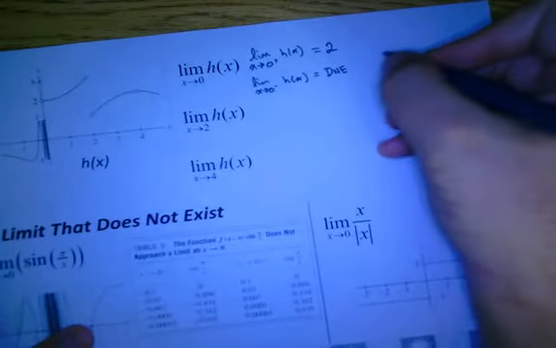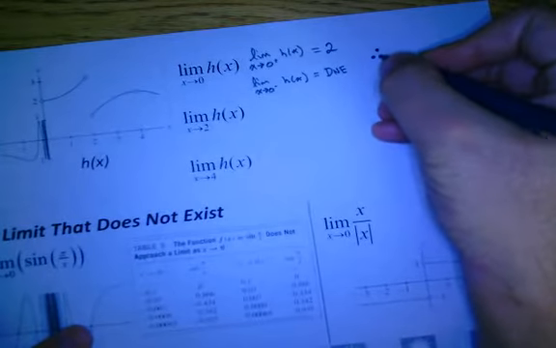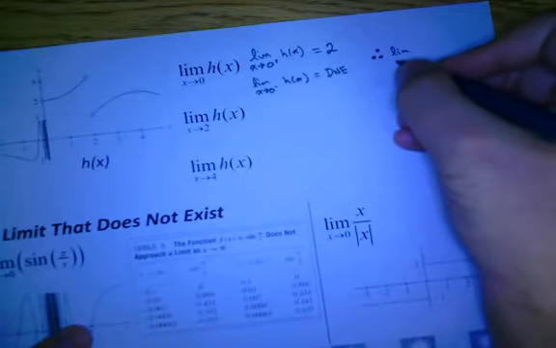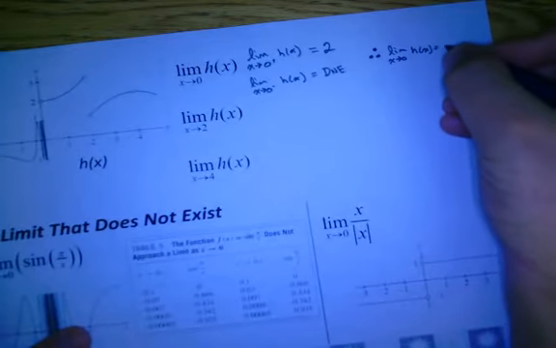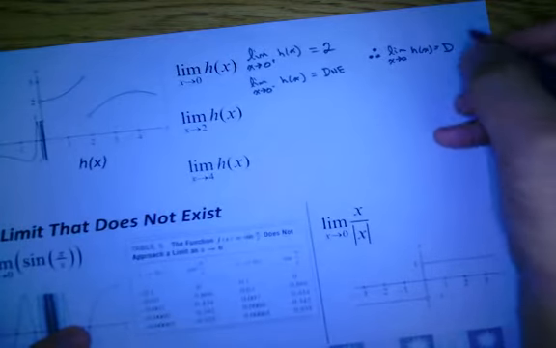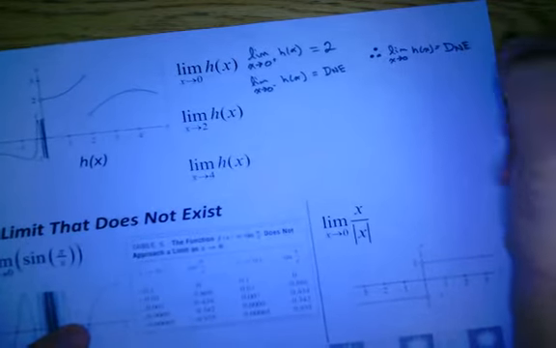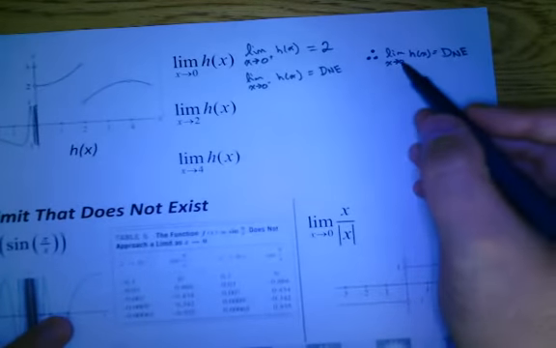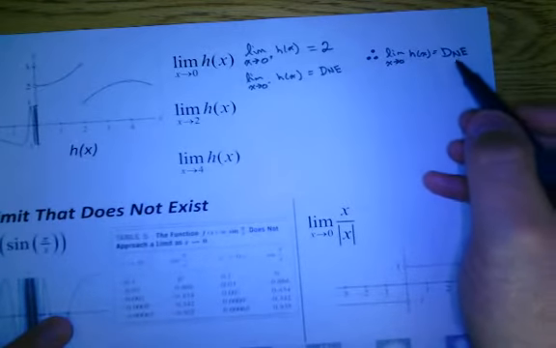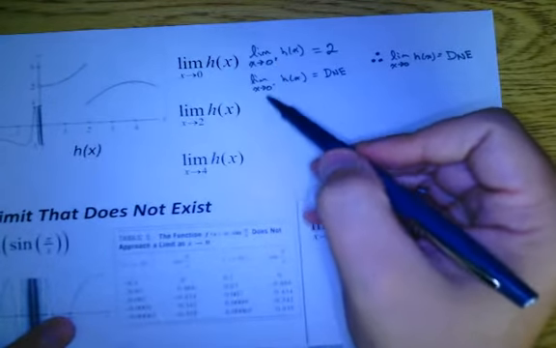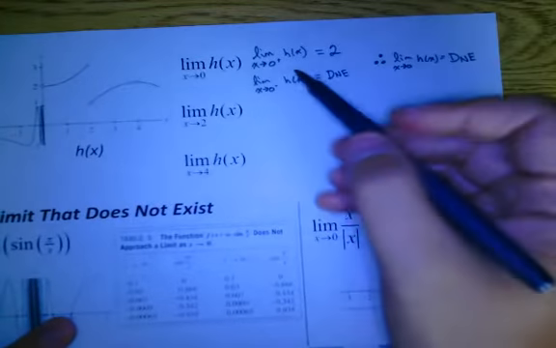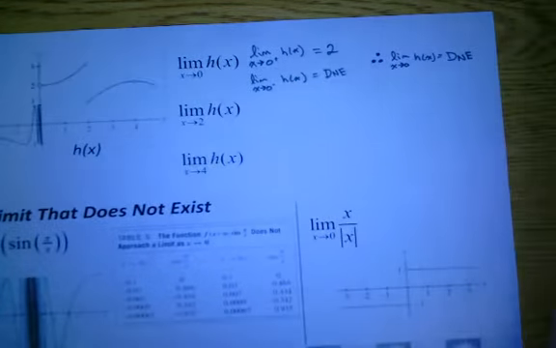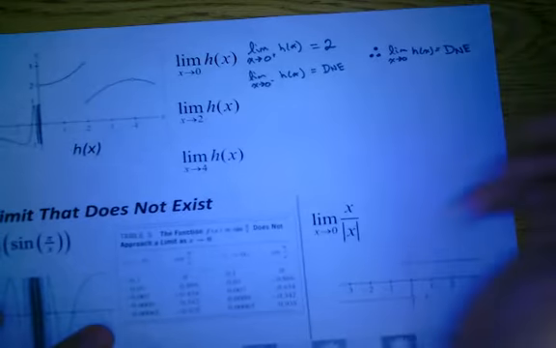So since these two do not match, automatically the limit as x approaches 0 of this function does not exist. You can just write DNE. Anytime you get a DNE value for a limit, you must show the right path and the left path. Again, anytime you get a DNE for an answer, you must show the right path and the left path.